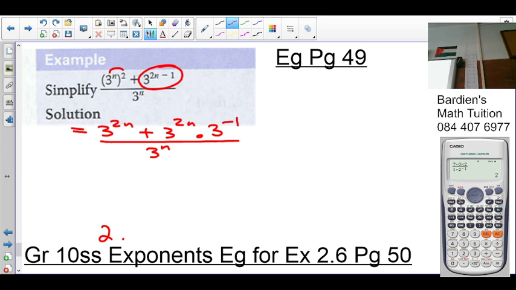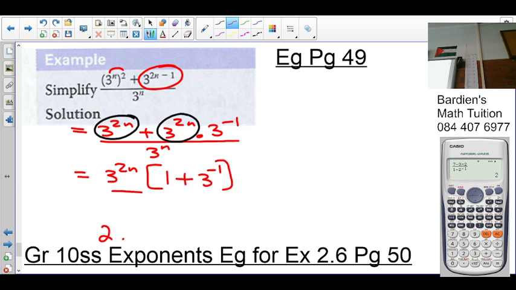Now what do we do? The common factor. The common factor of 3 to the 2n. Can you see 3 to the 2n is common? So what am I left with? 1 plus 3 to the negative 1. And this is all over 3 to the n. Can this cancel? No. When we're dividing and bases are the same, subtract. So in other words, this will be 3 to the 2n minus n.